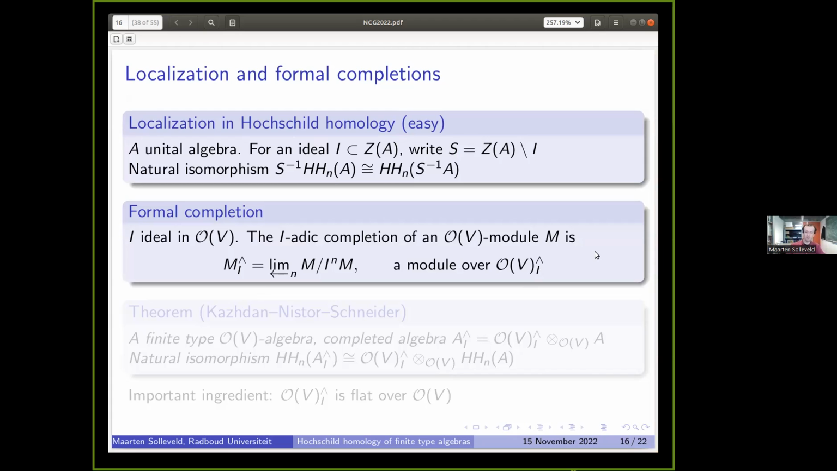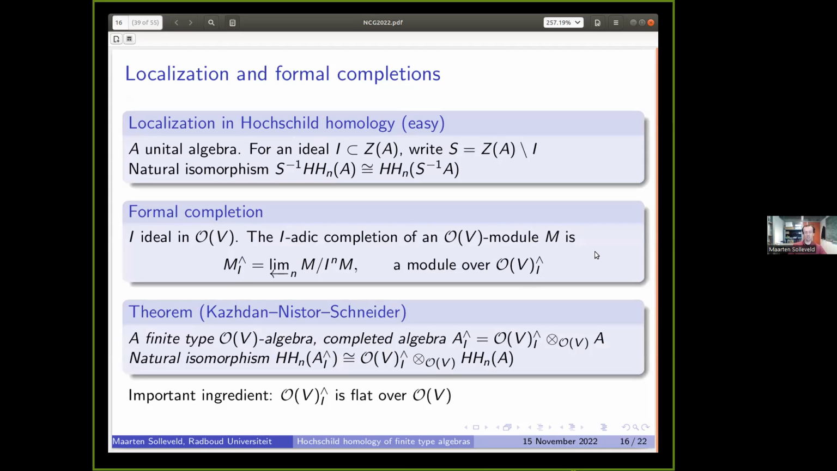Given a manifold, this really means you take an ideal, typically the ideal of functions vanishing at one point, and then this completion is somehow localizing at this point, but it's stronger than that. It's also completing, and it looks at only extremely small infinitesimal neighborhoods of this point. And this is an operation which in fact can be applied to any finite type algebra over OV. You can complete the algebra itself by this formal completion process, and you can complete all modules, and you can also do the same with bimodules if you like.